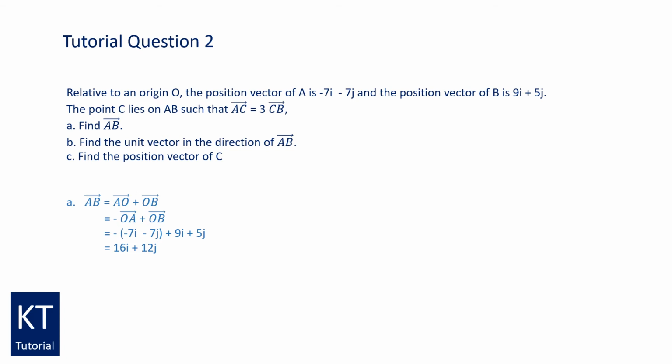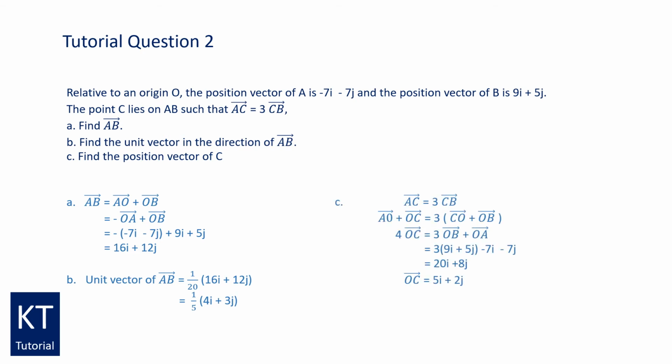Next, find the unit vector in the direction of vector AB. By leveraging on Pythagoras theorem, the unit vector of AB is 1/20th of 16i plus 12j, which simplifies to a fifth of 4i plus 3j. Next, find the position vector of C. Starting with equation AC being 3 times CB, we could expand both sides, then gather OC on the left-hand side to solve for it being 5i plus 2j.